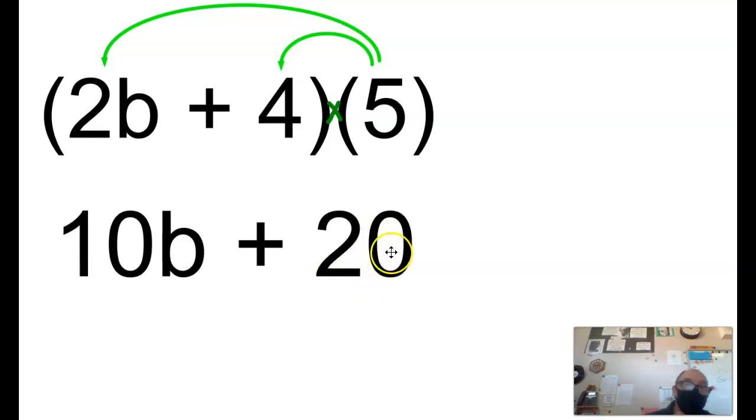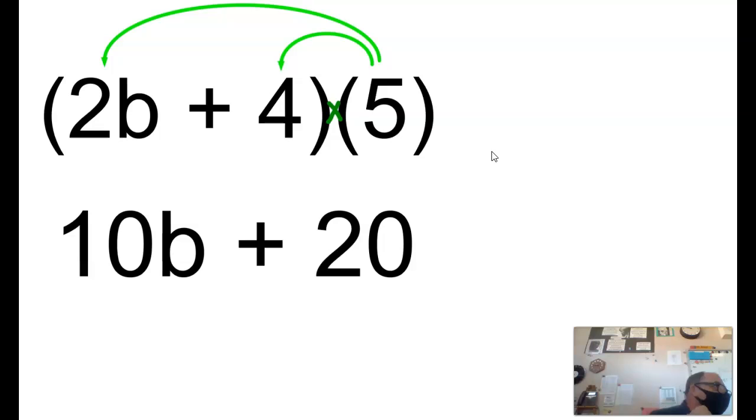I got 10 bananas, and I got $20. There's $4 in each bag, 5 bags. And so this is what this looks like. And this is all that our distributive property is. So this next problem coming up, catch up on this, make sure you've written this down. This next problem is going to have some negatives in it.